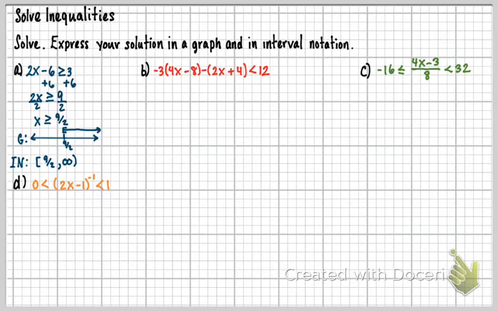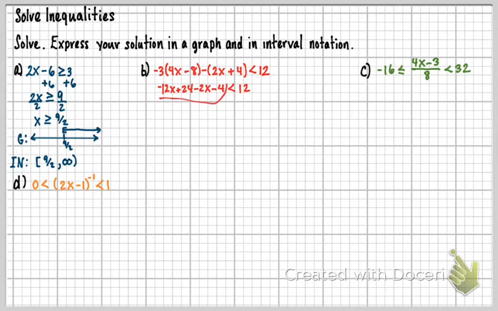Now for the next one here, we're going to have to distribute, do all that equation stuff that we did previously. So this is going to be negative 12x, and all I'm doing is distributing here, plus 24, and then it's like I'm going to slide a 1 here and distribute that through now. So that's going to be negative 2x minus 4, and that's going to be less than 12.